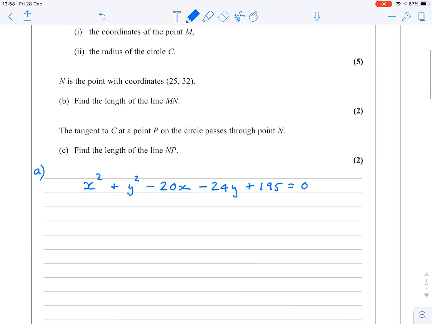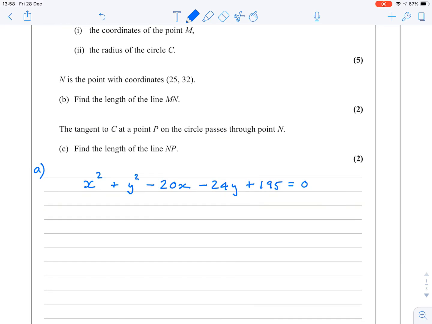To do that, we need to rearrange this equation of the circle in the standard form (x minus a) all squared plus (y minus b) all squared equals r squared, and then we'll be able to identify the centre and the radius. So complete the square for the x's and we get x squared minus 20x gives us (x minus 10) all squared. That uses up the x squared and the minus 20x, but it introduces the square of minus 10, which I don't want, so I need to subtract the square of minus 10, so I'm subtracting 100.